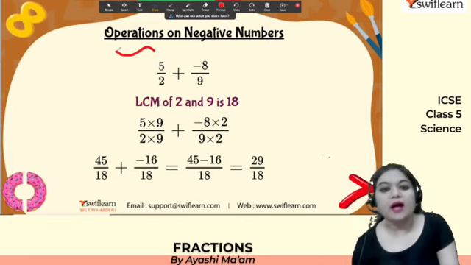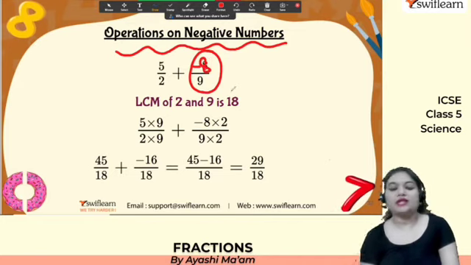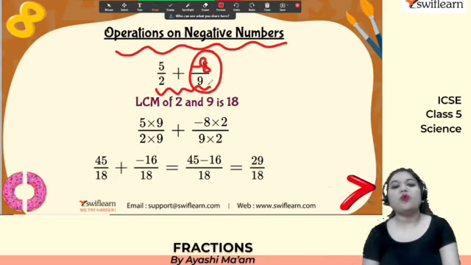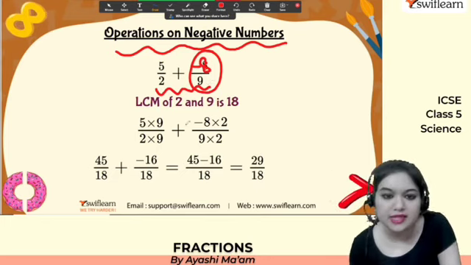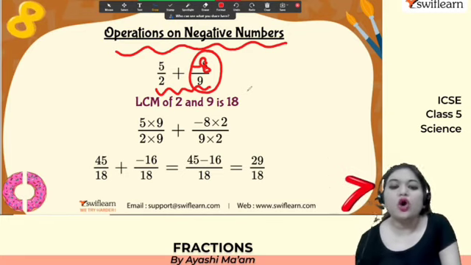Operations on negative numbers. Okay. So here this fraction is negative, minus 8 by 9. So what will you do? It's nothing. Simply first find out the LCM of 2 and 9. You will get 18. Okay. LCM of 2 and 9 is going to give you 18. And then you do it with the method that you already know of.